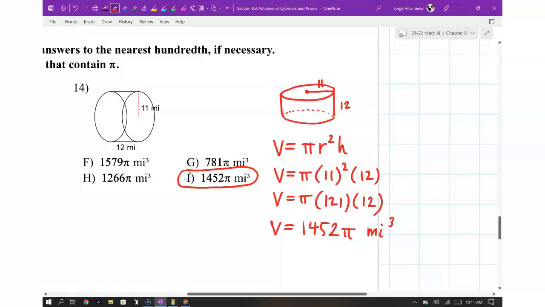And that's all you're going to have to do for your homework: finding volumes of prisms, which don't have pi in them, and volumes of cylinders, which do have pi in them. Now, sometimes you get to calculate with it, sometimes you don't. Sometimes you just got to leave it alone.